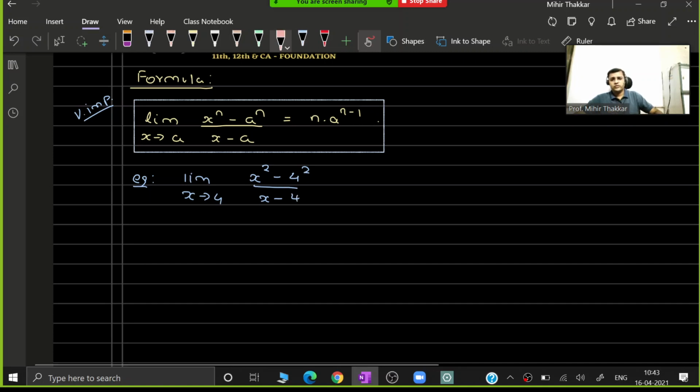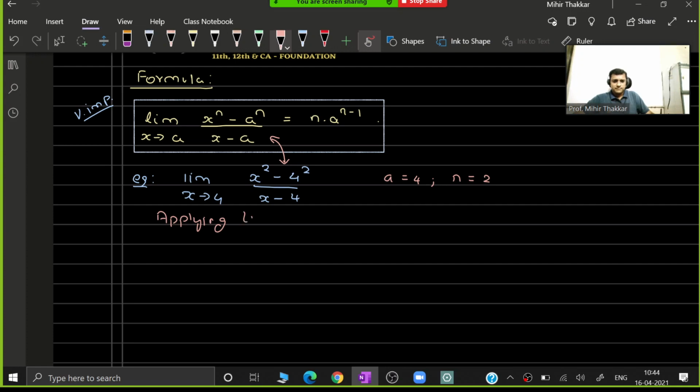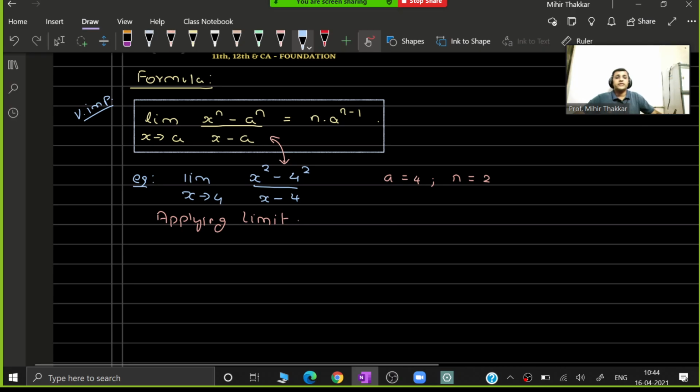The only thing that you have to do is to compare these both. If you compare, you can understand that a is the value 4 and n is the value 2. So when you want to apply the formula, you have to write just two simple words: applying limit. When you say that you are applying limit, it means that we are using the formula applicable in that particular situation.